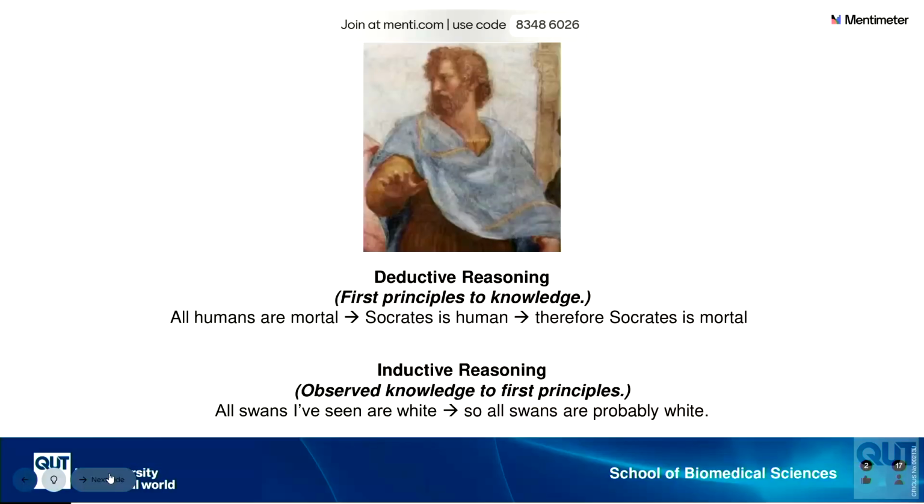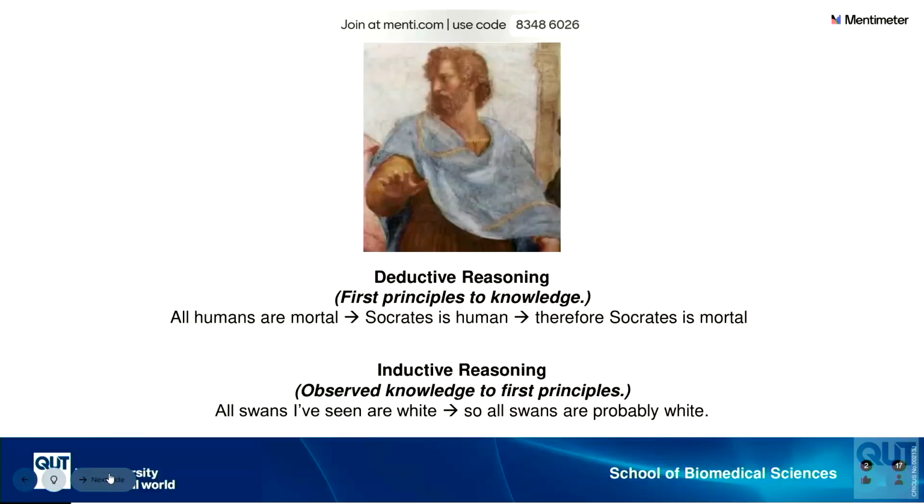So thank God he came up with 2 types of reasoning. The first being deductive reasoning, meaning that we have these first principles, these knowable, immutable facts about the world, and then you can derive knowledge from them. The first meaning that if all humans are mortal, and then Socrates is a human, therefore Socrates is mortal.